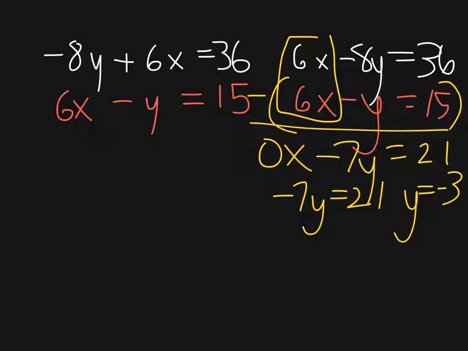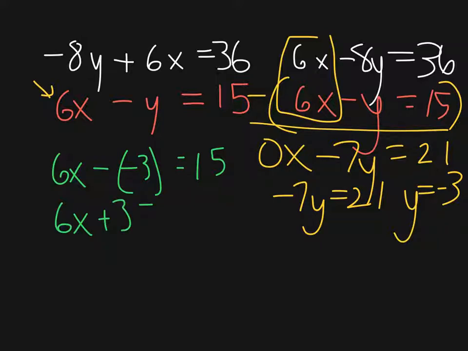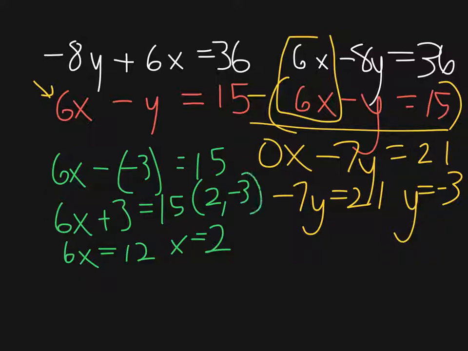So now I'm going to plug that into one of the original equations. I'm going to choose this time to plug it into here. So it's going to be 6x minus negative 3 is equal to 15. 6x plus 3 is equal to 15. 6x, subtract 3 from both sides, is equal to 12. So x should be equal to 2. So I believe I've got my point. It's going to be 2, negative 3.